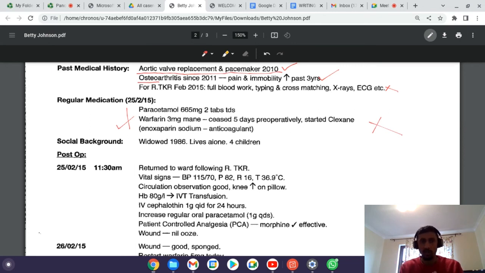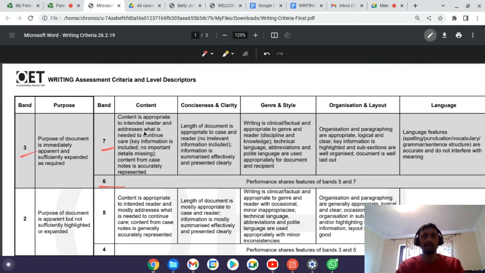Okay, so social background. Widowed 1986, lives alone, 4 children. Is it relevant or irrelevant or semi-relevant? You can say that as well. Okay, so coming back, what we discussed according to writing assessment criteria.